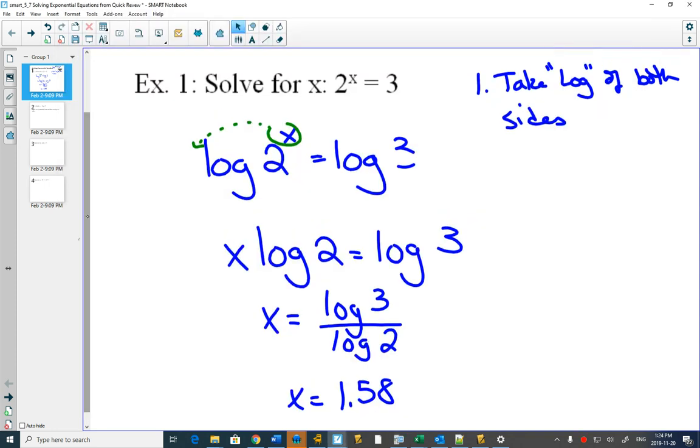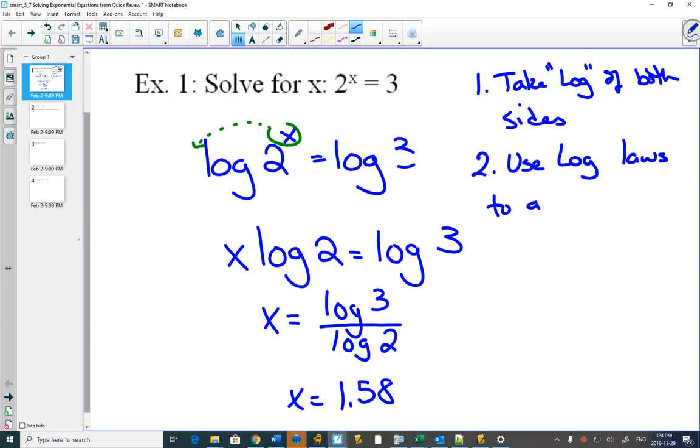So, recap: I didn't finish writing steps as I did it. I just did it. We took the log of both sides. Then we use our log laws to get the x out of the exponent. In this case, we could do it right away. Sometimes you can't. Sometimes you have to use more than one log law. Sometimes you have to expand completely. So one of the skills that we've been practicing is expanding completely.